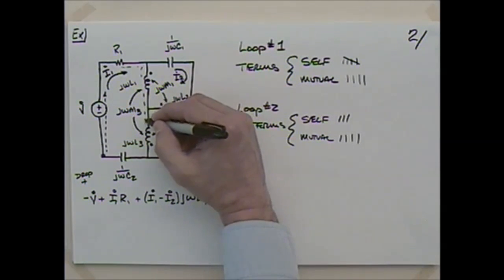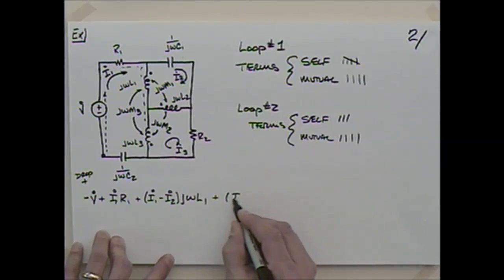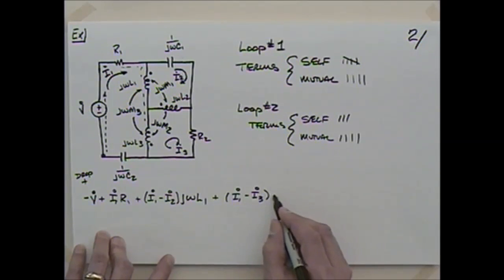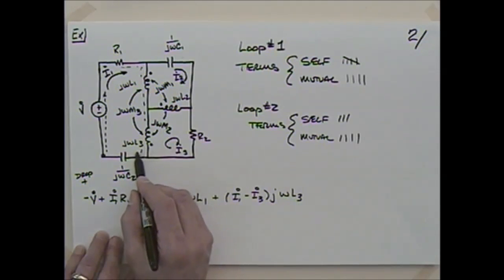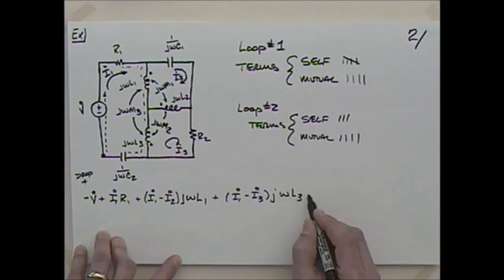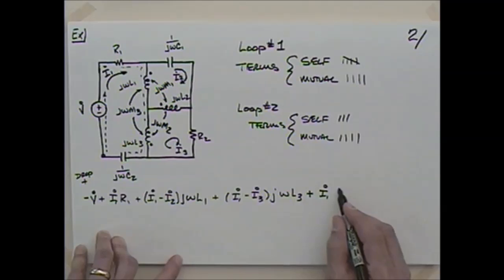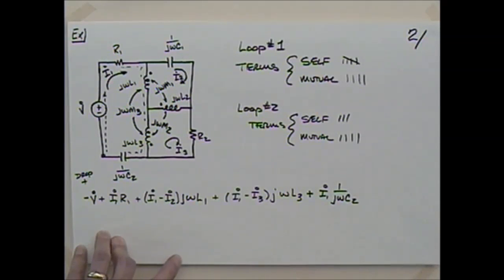So I've got now down to here. I'm going to have then plus (I1 minus I3), because that's the net current going down there, and that'll be times j omega L3. And then lastly, I have to finish up with this capacitor, at least for the self terms. I'm a long ways from done. But I'll have positive I1 times 1 over j omega C2.